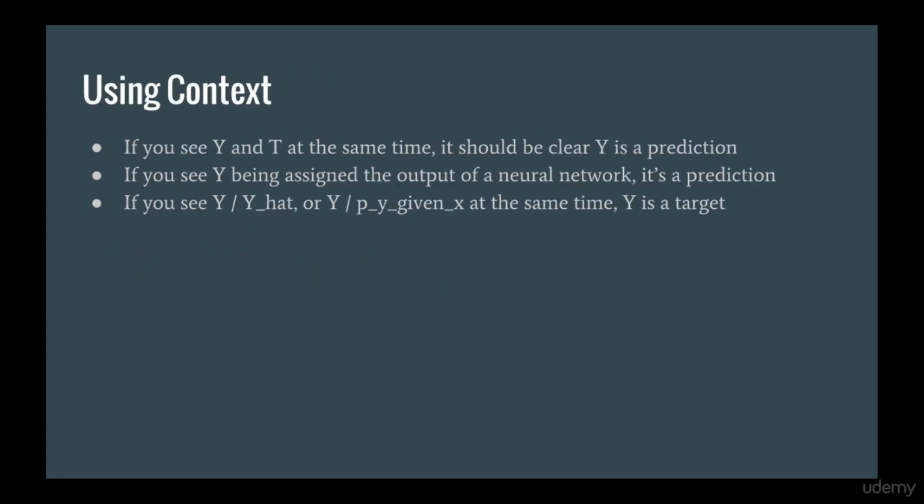So you need to be aware of the context in which we are using y in order to tell what it is. If you see y and t at the same time, it should be clear that t is the target and y is the prediction. If you see y being assigned the output of a neural network, it should be clear that y is a prediction. But if you see y and y hat, or y and p of y given x together, then it should be clear that y is a target.